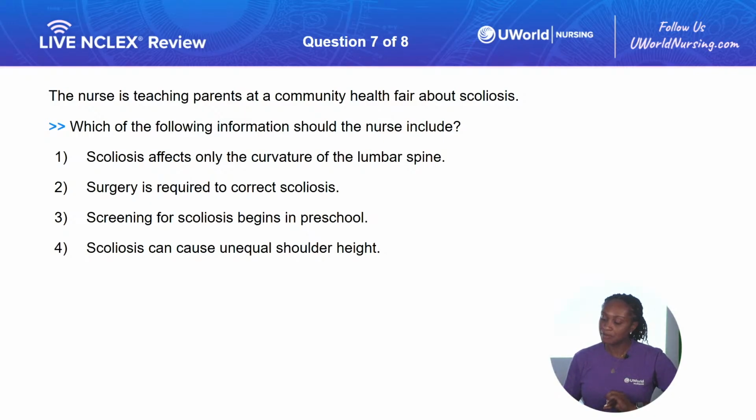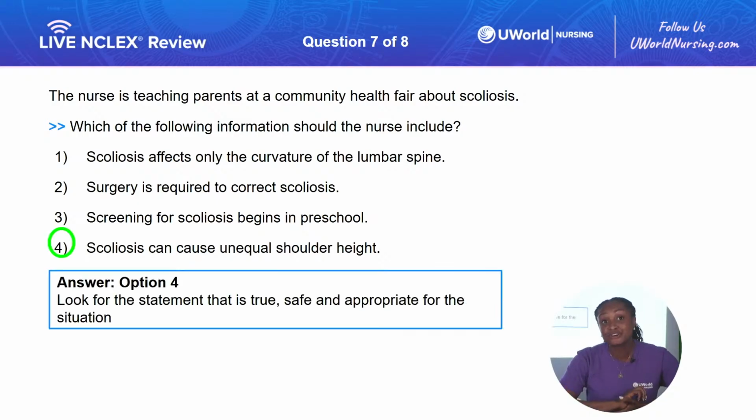Okay, while y'all are dropping those in the chat, I will move on to the correct answer, which is option 4, which someone did say in the chat. But scoliosis can cause unequal shoulder height. That is the only true statement. The best thing to help narrow these down is whenever they have definitive words like only or always, those we usually steer away from, because there's going to be that 0.01% that's going to hinder that always or only.